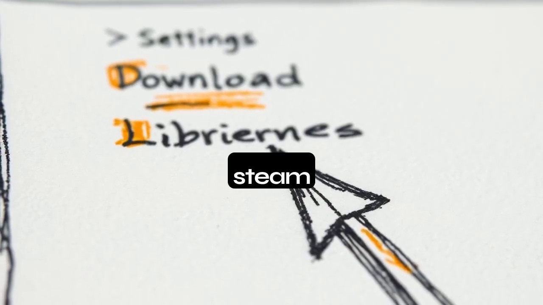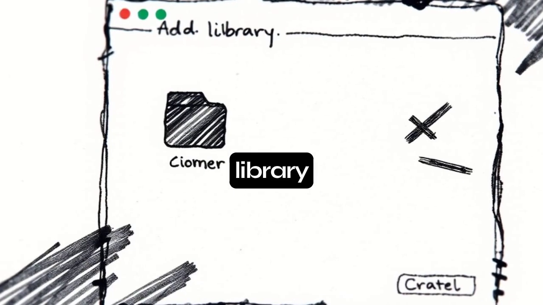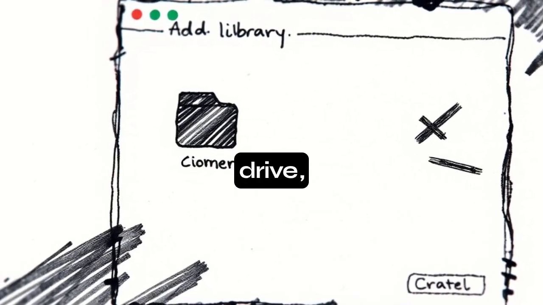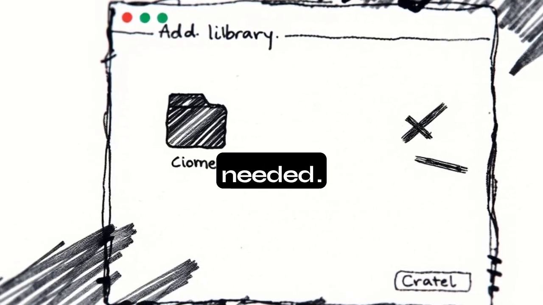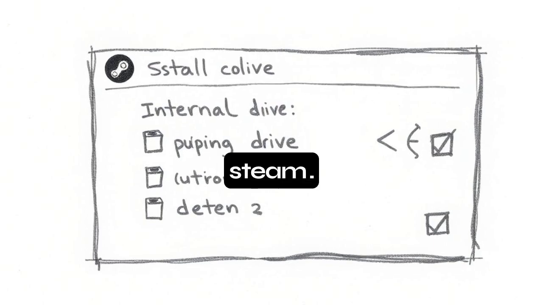Step 2. Open Steam Settings and go to Downloads, then Steam Library Folders. Click Add Library Folder and select your external drive, creating a new Steam library folder if needed. Now the external drive is available as an installation location in Steam.